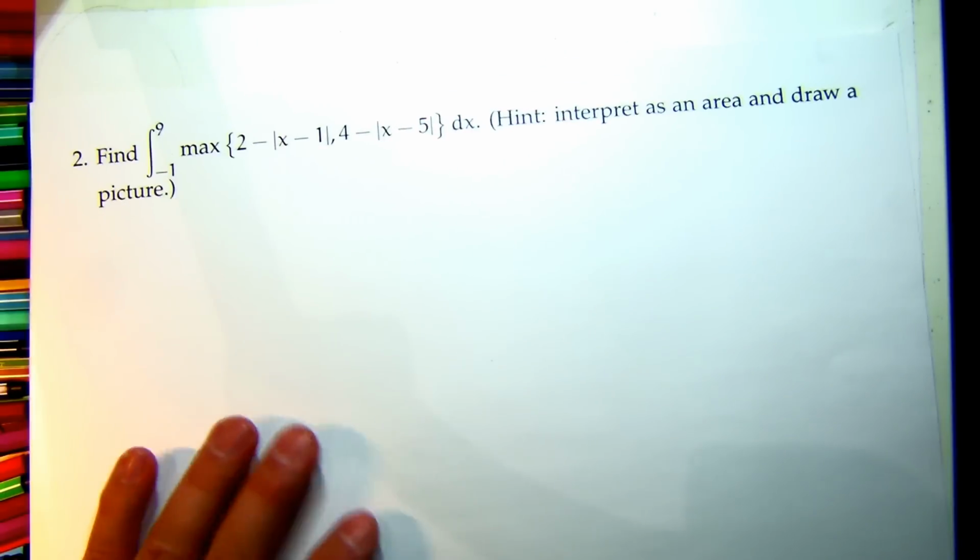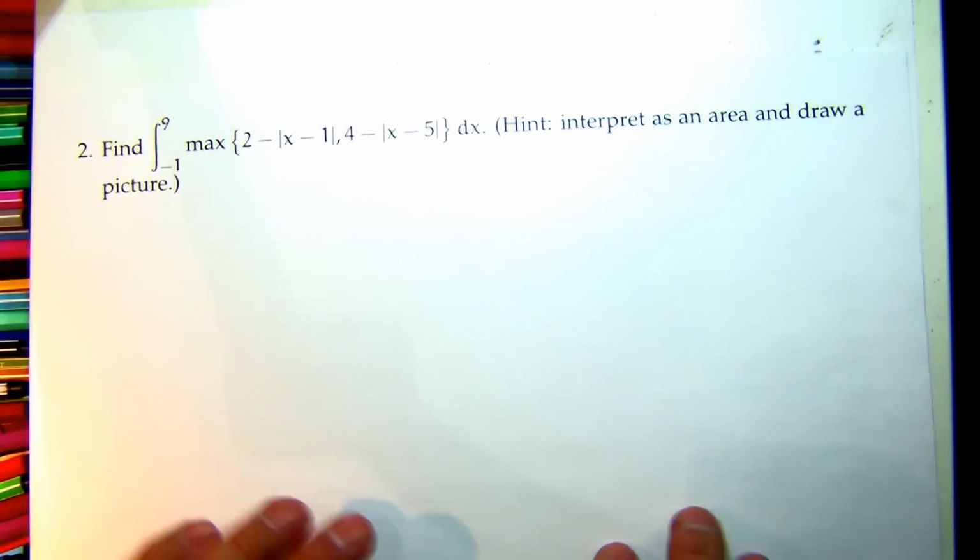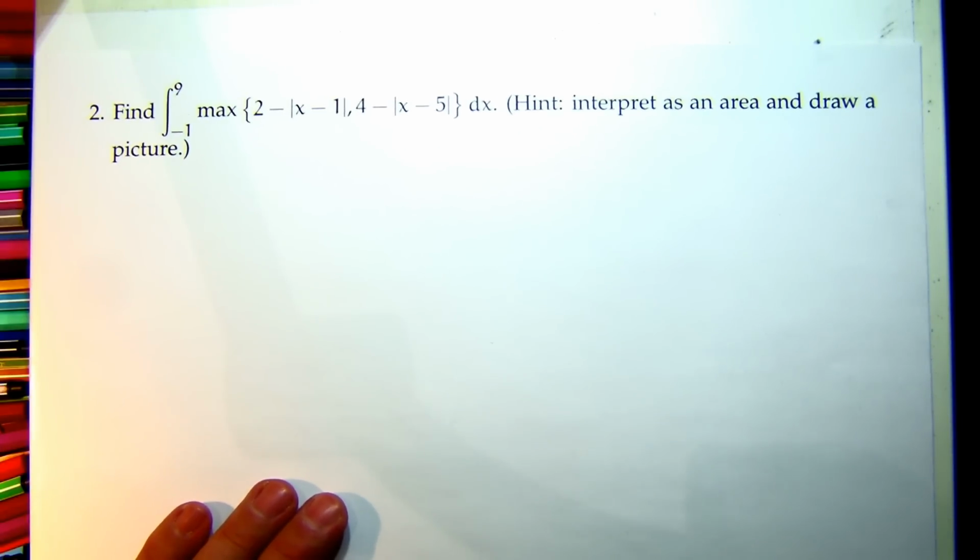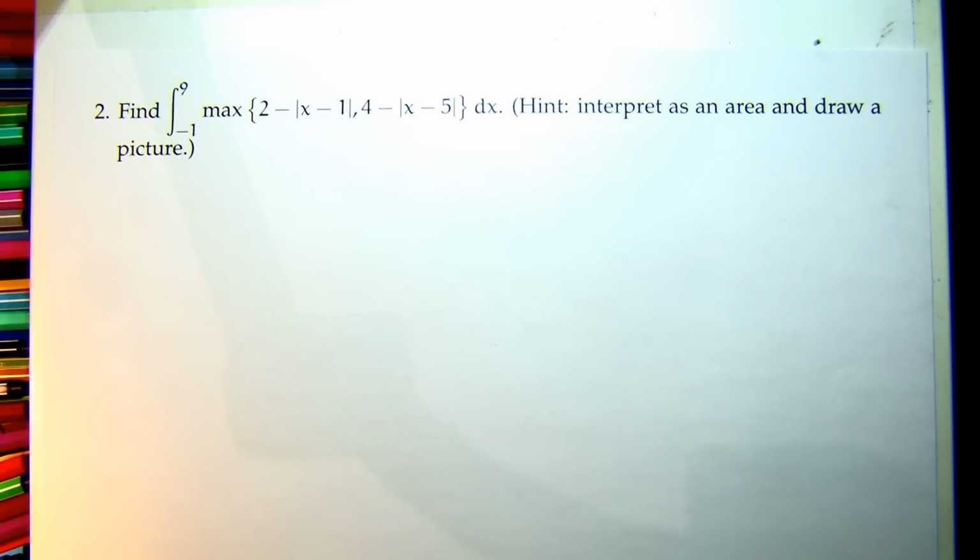Number 2. So find the integral from -1 to 9 of a crazy looking expression dx. What's the crazy looking expression? The thing that's hard about this problem is it's very intimidating. It's like, "Rah!" And it's like a new monster. It's like, wow, we've never seen this before. But the longer we stare, it's like, maybe it's not so bad.